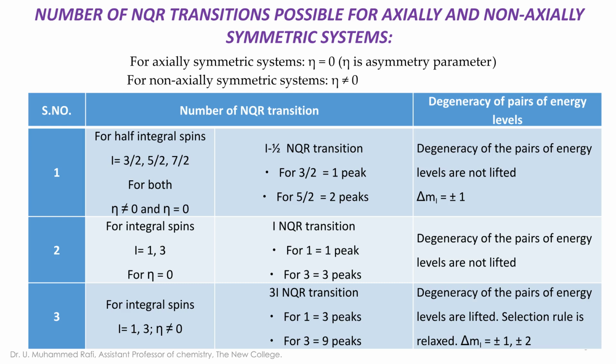For half-integral spins I equals 3/2, 5/2, 7/2, I-1/2 NQR transitions are possible, and for integral spins with eta equals 0, I NQR transitions are possible, and for integral spins with eta not equal to 0, 3I NQR transitions are possible.